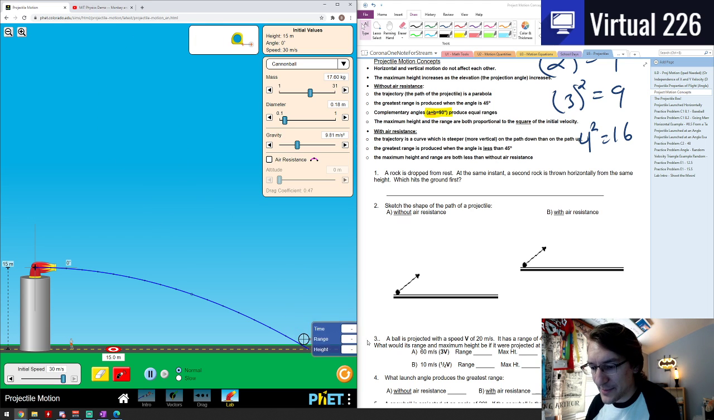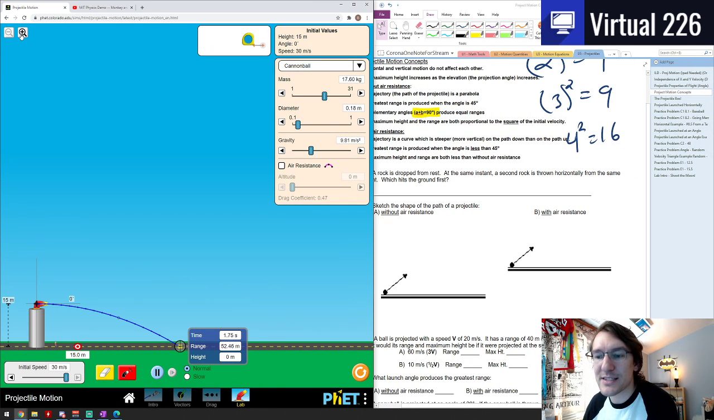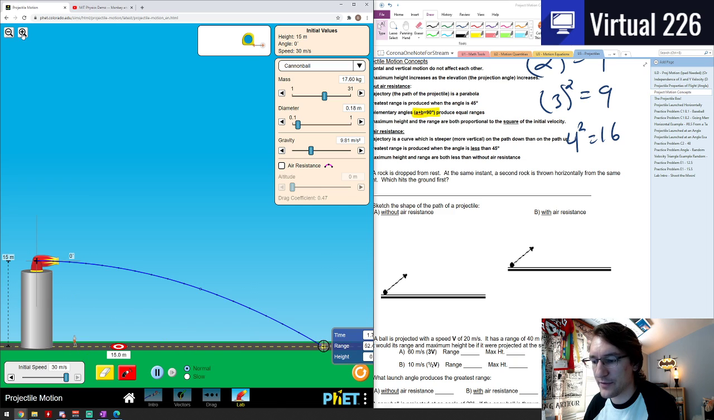Let's look at the time of how long this object was in the air. It was in the air 1.7 seconds, it looks like. 1.75 seconds, okay, 1.75.